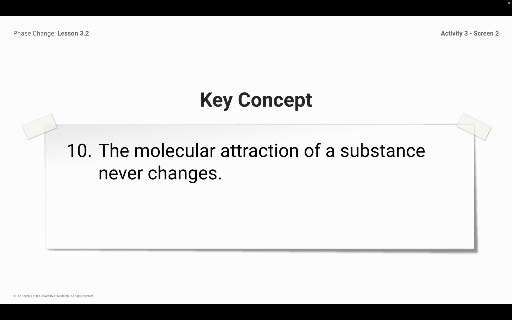All right, last key concept. The molecular attraction of a substance never changes. Butter will have the same molecular attraction always and forever. And the same with water and air and carbon dioxide and gold, all of them. The molecular attraction of a substance never changes.